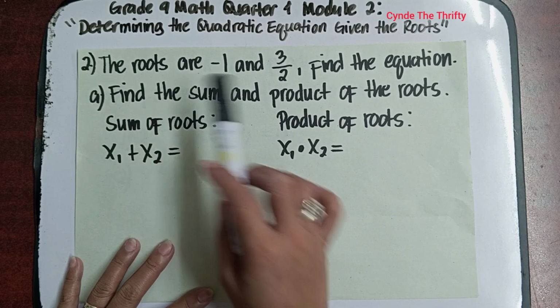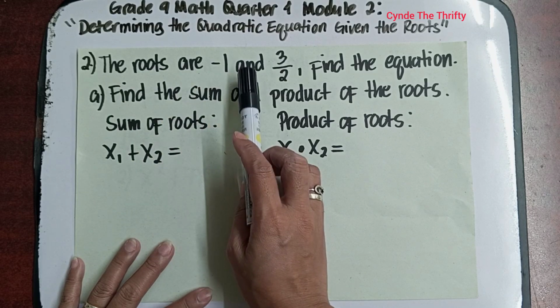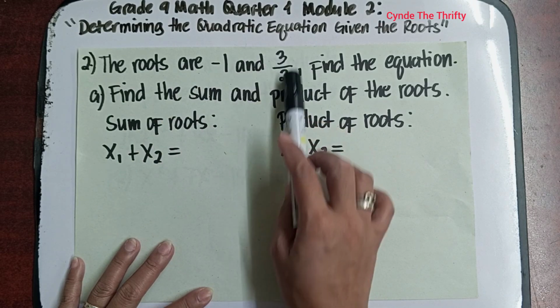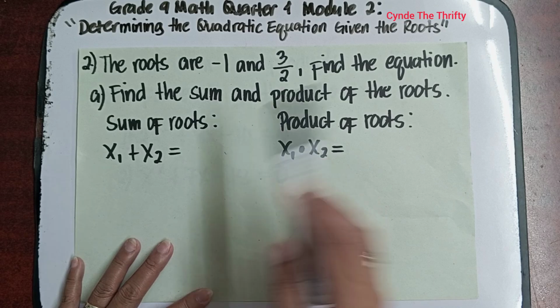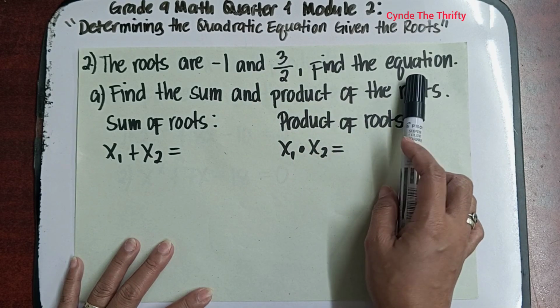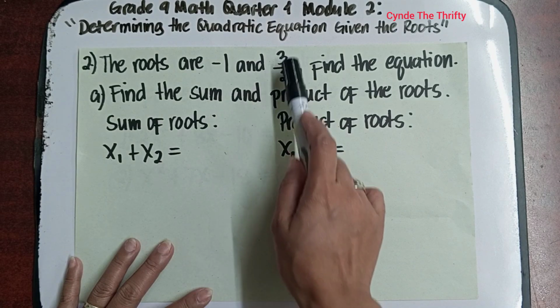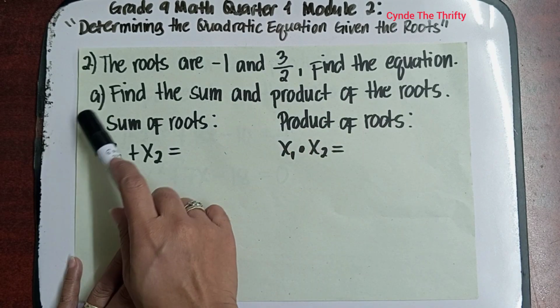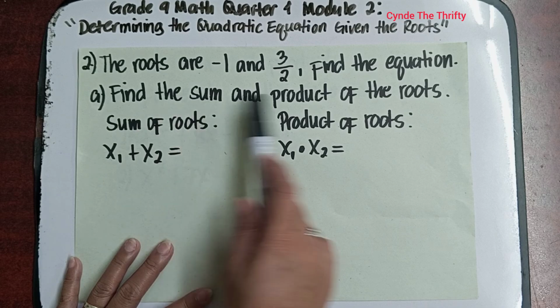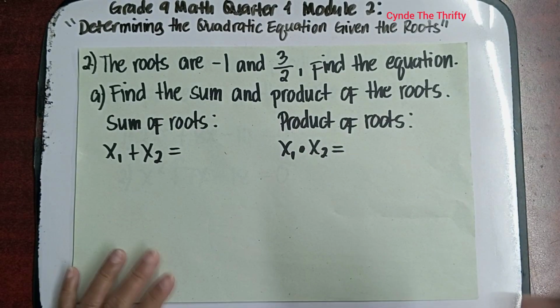Another example tayo para mas maintindihan natin siya. The roots are negative 1 and 3 over 2. Okay, take note, meron tayong fraction dito. But don't worry, napakadali niya lang din isolve. Find the equation. Okay, so ang roots na binigay sa atin is negative 1 and 3 over 2. So ang step 1, find the sum and product of the roots. Okay, so hanapin muna natin ang sum at ang product ng roots.